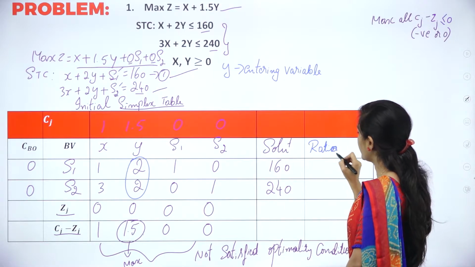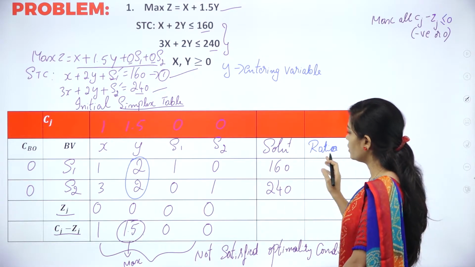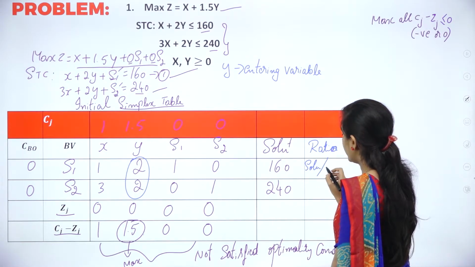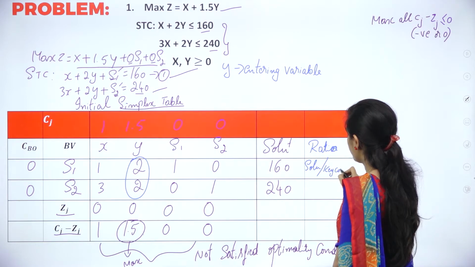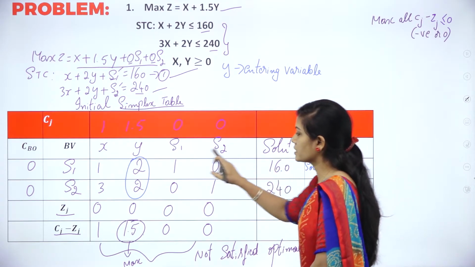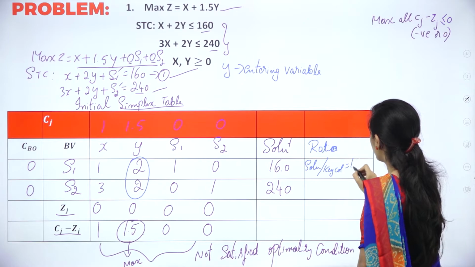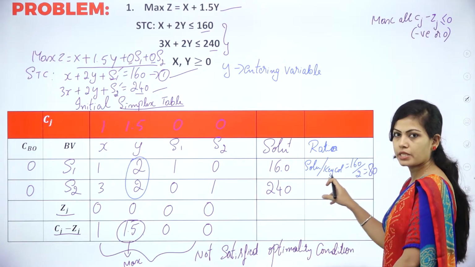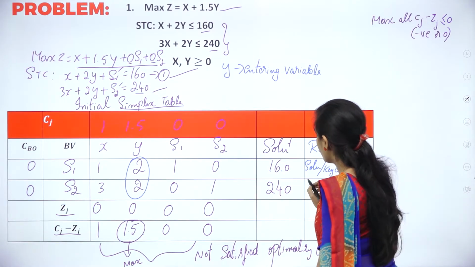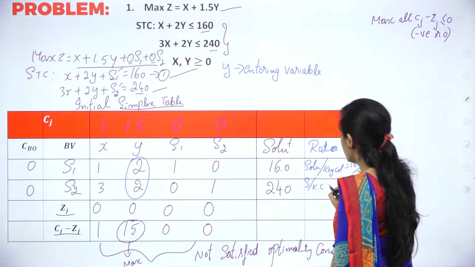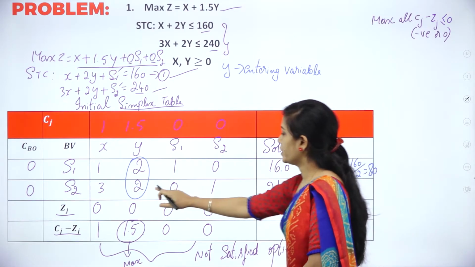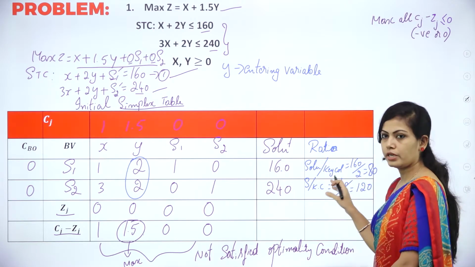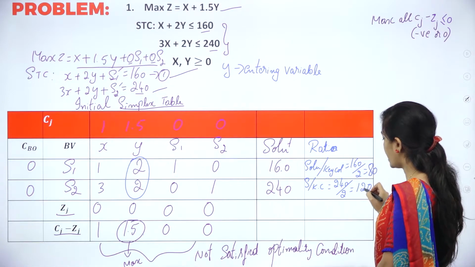So, find the ratio value. How to find the ratio value? Solution divided by key column. What are the solution values? 160 divided by 2, that is 80. So the ratio value for the first row is 80, and for the second, solution by key column is 240 divided by 2, which is 120. So here we got ratio values 80 and 120.